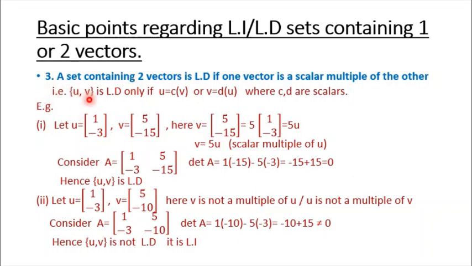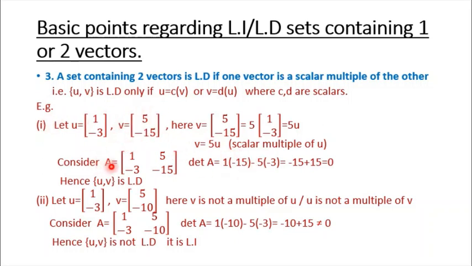So I take a set of vectors u and v, two vectors. This will be linearly dependent only if either u is a multiple c of v, or v is a multiple d of u, where c and d are scalars. Let us take this example. u is equal to (1, -3), v is equal to (5, -15). I have taken it in such a way that v, which is (5, -15), is nothing but 5 times (1, -3), that is 5 times u. So I have taken v as 5 times u.